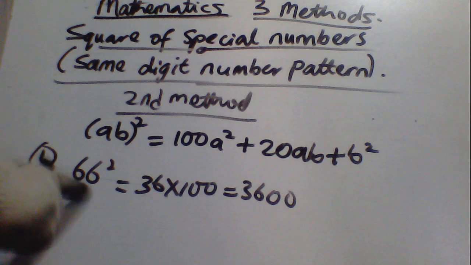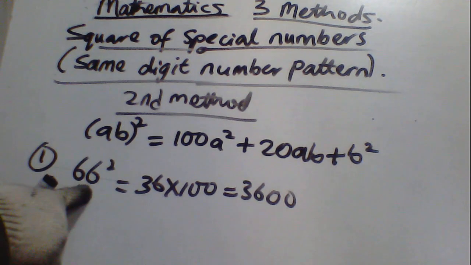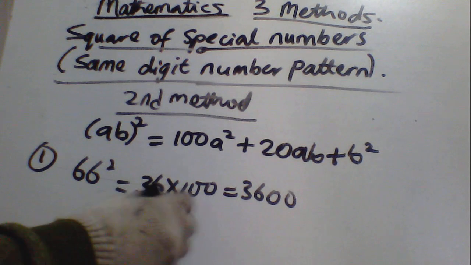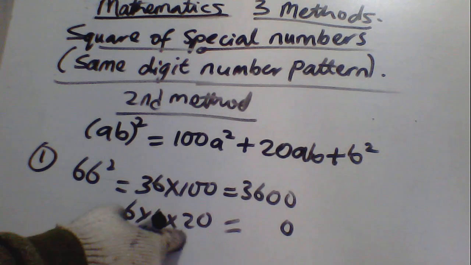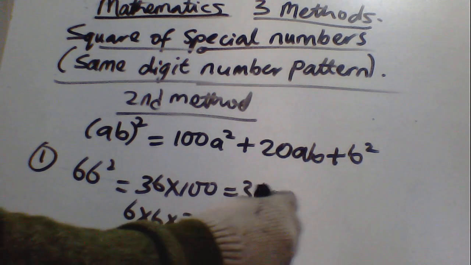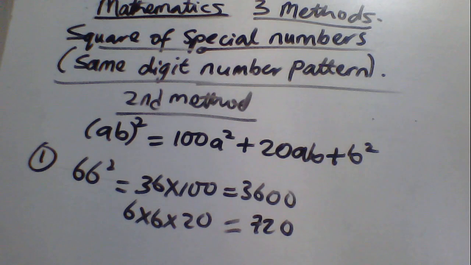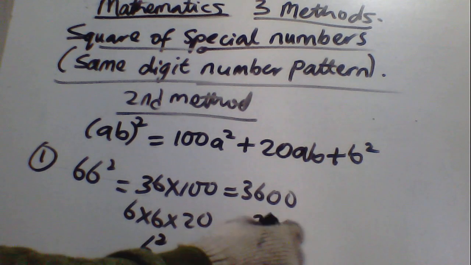6 times 6, multiply the 2. 6 times 6 times 20. 6 times 6 will give us 36. 36 times 20 is the same as writing 0 and multiplying 36 by 2, which gives us 72. Then the last one is to square the last number, and that gives us 36.